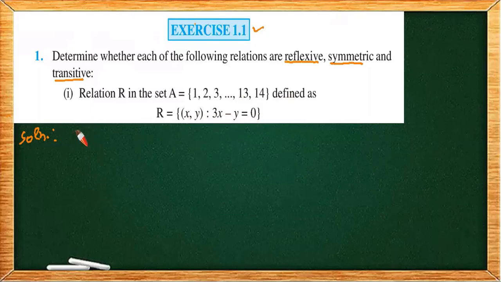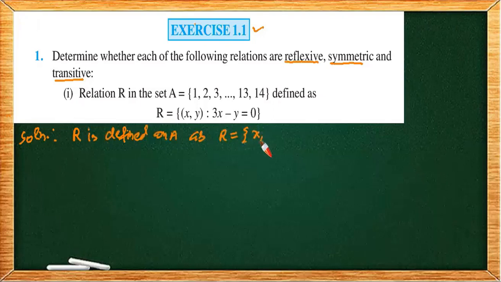So here R is defined on A as R is equal to a relation containing ordered pairs (x, y) such that 3x minus y is equal to 0. So we can write here y is equal to 3x, as 3x minus y is 0. So y is equal to 3x.